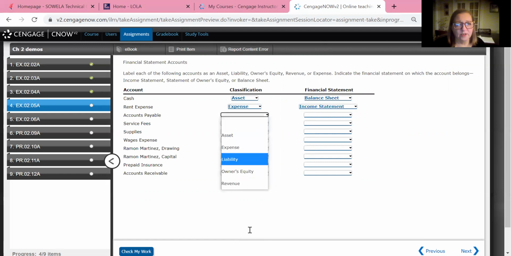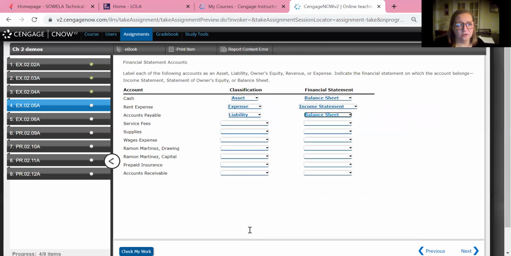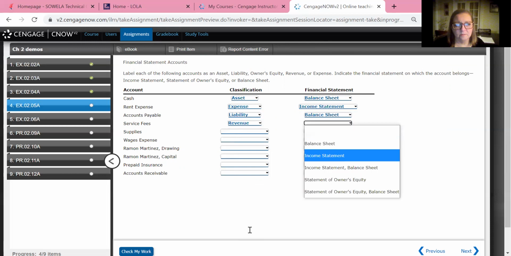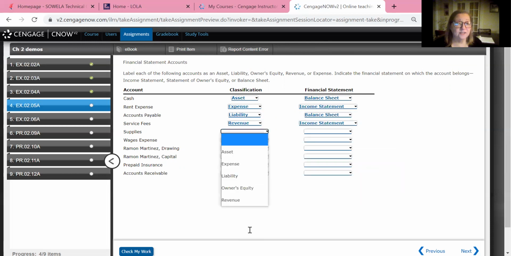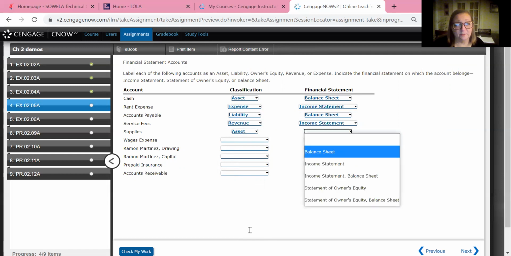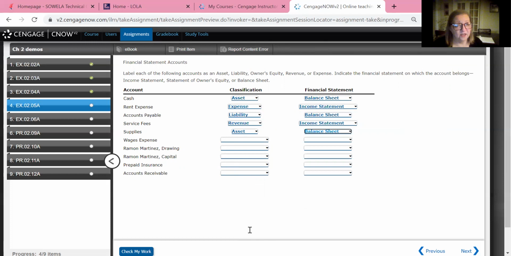So here's accounts payable. It's a liability. It goes on the balance sheet. Service fees is a revenue account, and it goes on the income statement. Supplies. Now, when they say the word supplies, they're not talking about an expense supplies. They're talking about an inventory account. That's an asset. So this would be like the supplies that are in the closet, purchased in advance, that can be used later to help us make our money, make our revenue. So that's a balance sheet account, an asset called supplies. If they said supplies expense, you would put it as an expense on the income statement.